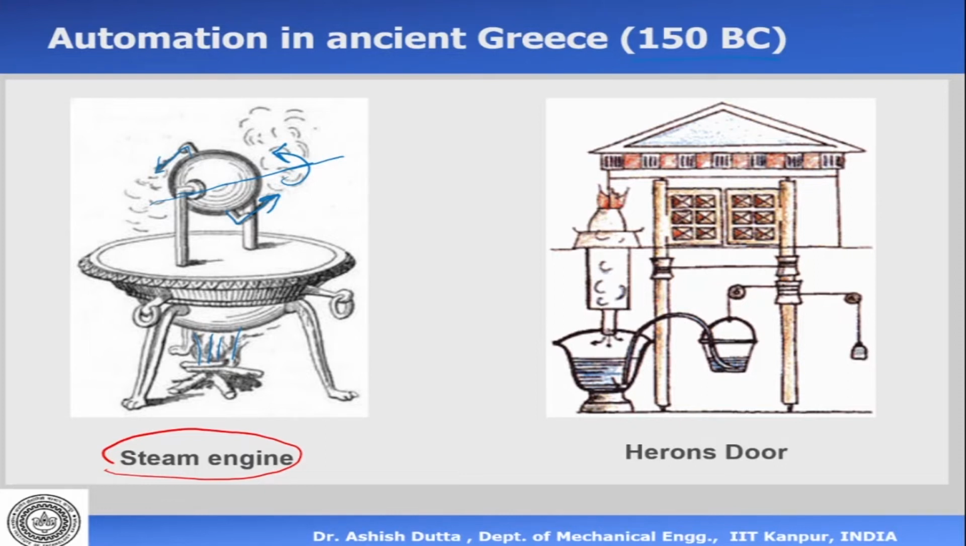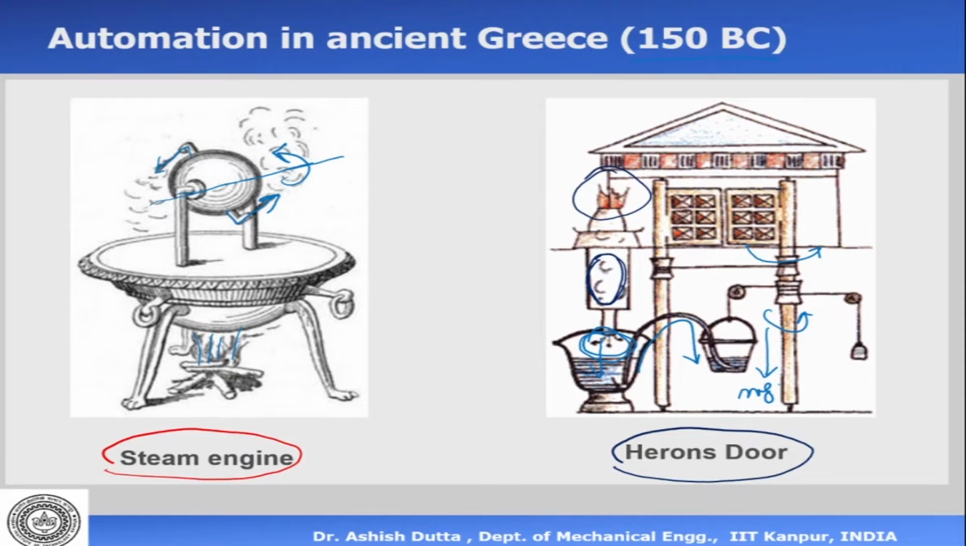On the right side we see the example of Heron's door. How this works is they would burn fire again here, and the fire will increase the pressure inside this container. Once the pressure is increased, the pressure inside the bucket will increase and force the water down. The water will go through the pipe and then flow into the other bucket there. Now as the water level in the second bucket increases, what will happen? The force on this side will increase, and the pulley is going to rotate. When the pulley rotates, the door is going to open. This is an automatic opening of the door.